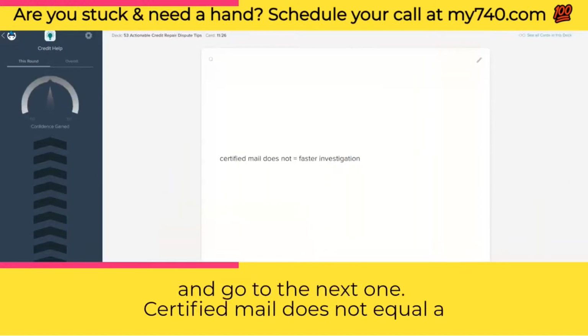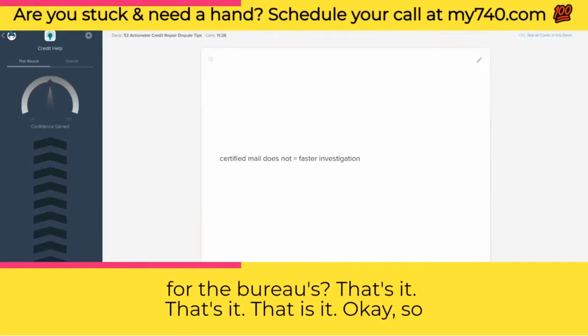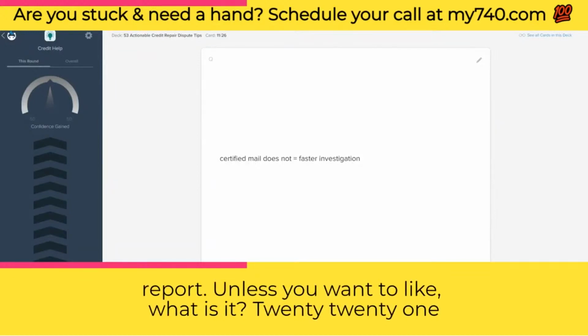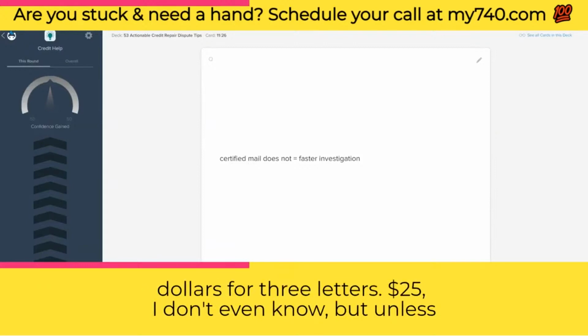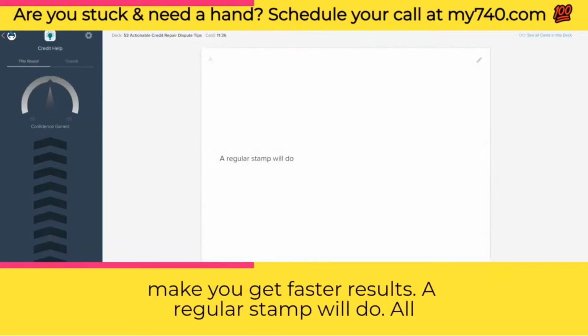Certified mail does not equal a faster investigation. All it says is that your letter got to the bureaus. That's it. Okay. So you can see the same stuff basically from your credit report. Unless you want to spend, what is it, $21 for 3 letters, $25? I don't even know. But unless you want to be spending that extra money, it's not going to get you faster results. A regular stamp will do.